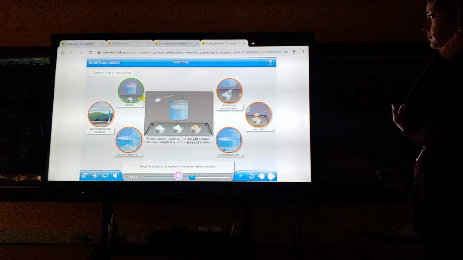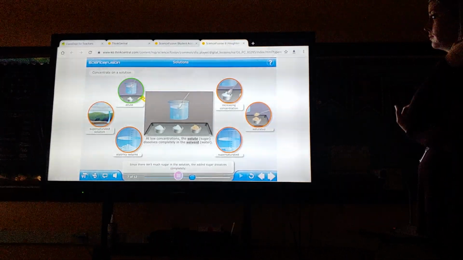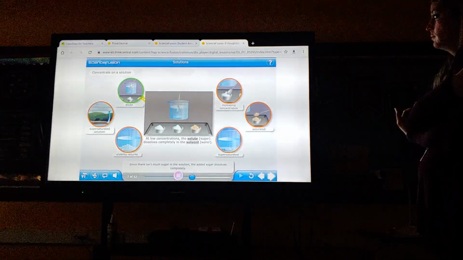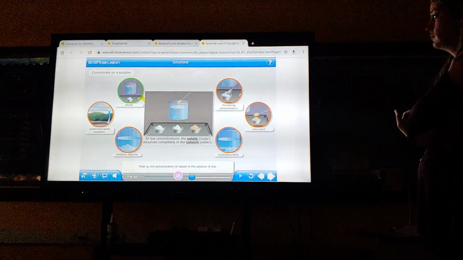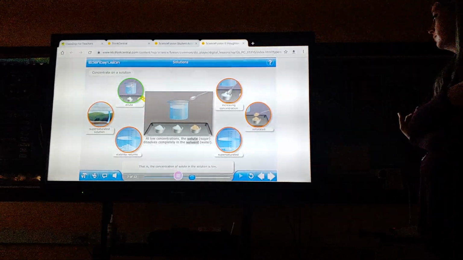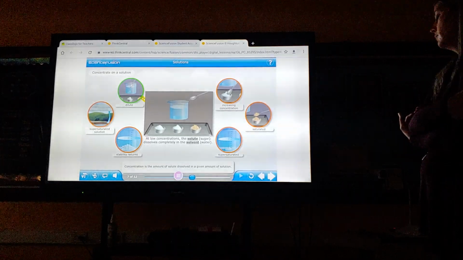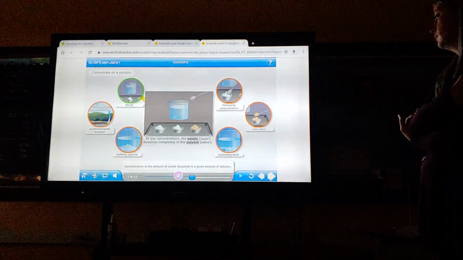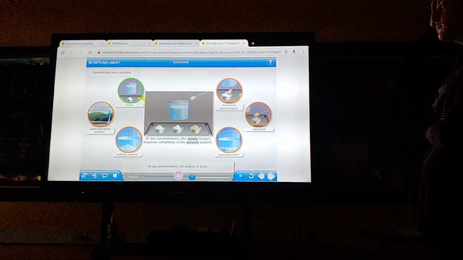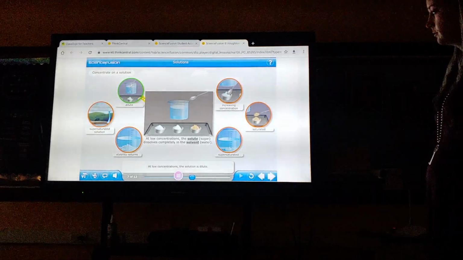Sugar is added to a beaker of water to make a solution. Since there isn't much sugar in the solution, the added sugar dissolves completely. That is, the concentration of solute in the solution is low. Concentration is the amount of solute dissolved in a given amount of solution. At low concentrations, the solution is dilute.